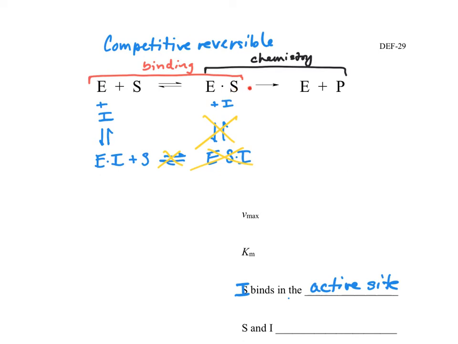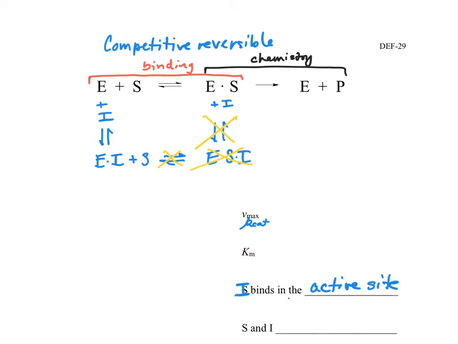It's not going to affect what happens after the substrate binds, because the inhibitor and the substrate can't be bound in the same place at the same time. So the only thing the inhibitor can do is prevent the substrate from binding. Now what that means is it's going to affect one of these two values down here: Vmax, which is really essentially the same thing as Kcat, or it's related to Kcat, or Km, which is here.